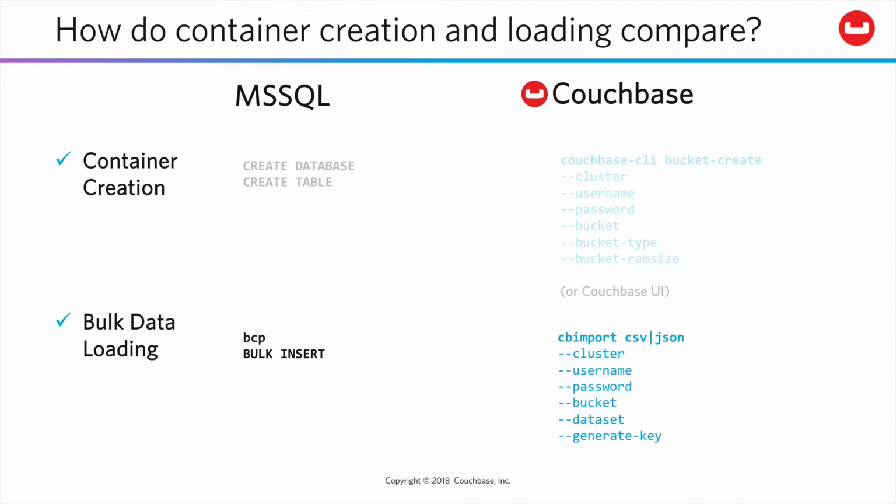Couchbase supports a powerful high-speed command line tool called CB import for bulk loading data from either static or piped sources in CSV or JSON formats. It includes useful features to, for example, dynamically generate document keys based on values in each document being loaded.